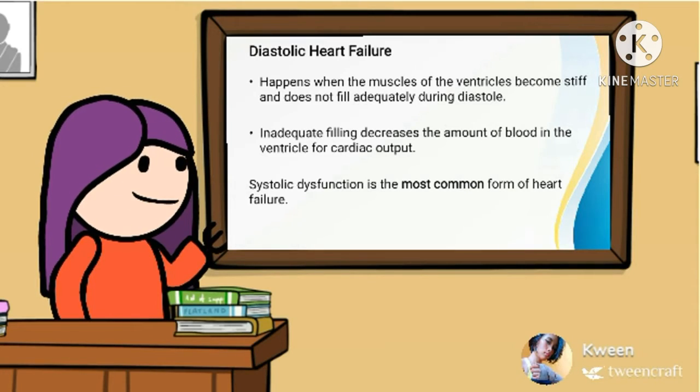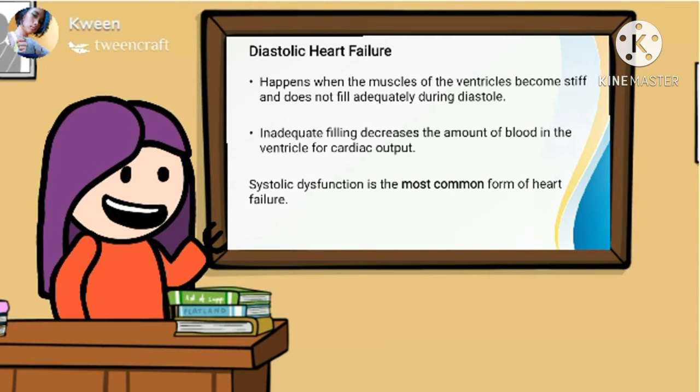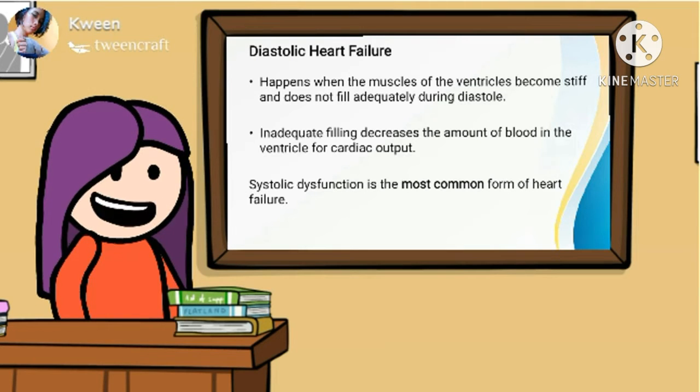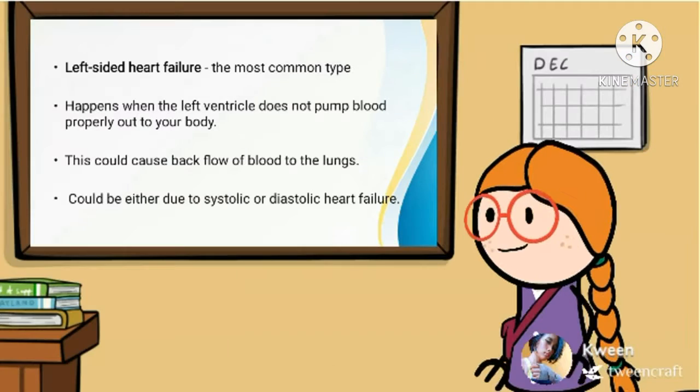Diastolic heart failure happens when the muscles of the ventricles become stiff and do not fill adequately during diastole. Inadequate filling decreases the amount of blood in the ventricle for cardiac output. The most common form of heart failure is the systolic dysfunction.